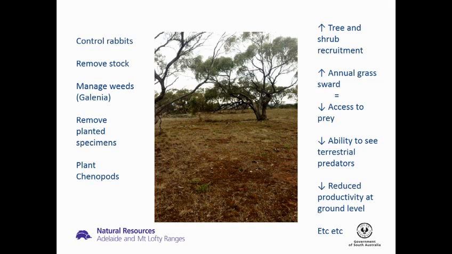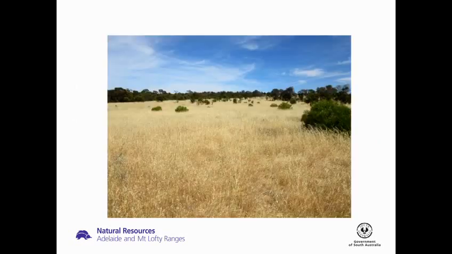So the result of that may be an increase in tree recruitment, an increase in an annual grass sward, which a lot of these systems unfortunately have. And so academics like Andrew Bennett have postulated that for these ground foragers, that may result in reduced access to prey, reduced ability to see terrestrial predators, and reduced productivity at ground level, or all three, or any one of those. So this is another shot of France.